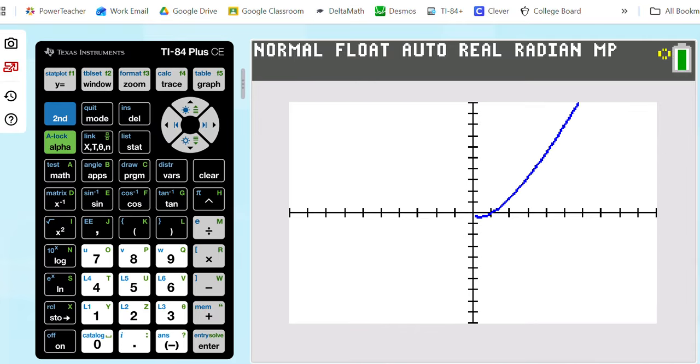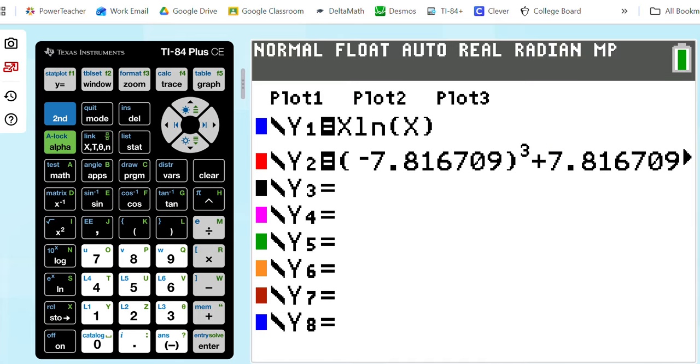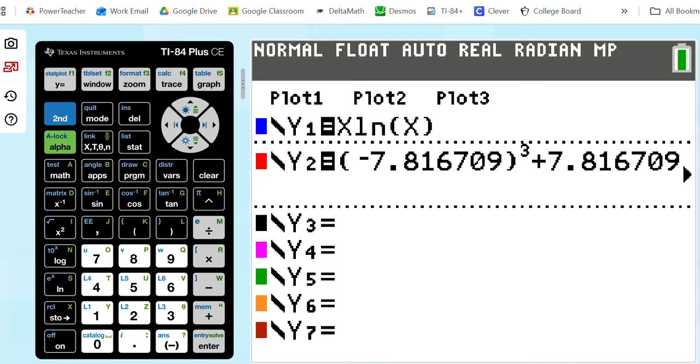We'll zoom back to our standard window here. And I can keep the x ln x. I'm just going to need to change this to negative point. What do we have? We had 0.738495 being cubed. And we'll do the same thing over here. We'll get rid of the 7 there and just turn this into 0.738495x. And we'll graph them.